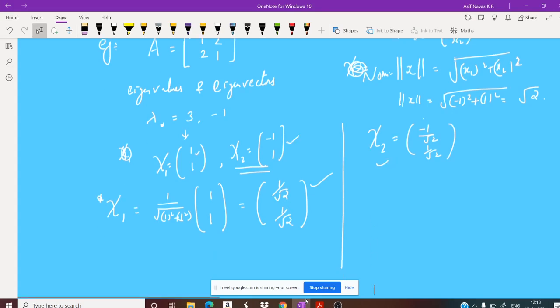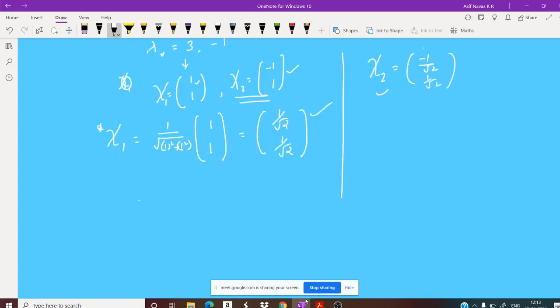Now I will take these vectors, X is equal to 1 by root 2, 1 by root 2, -1 by root 2, 1 by root 2. Is it orthogonal? You just check it out. Is it orthogonal? You multiply X transpose into X.